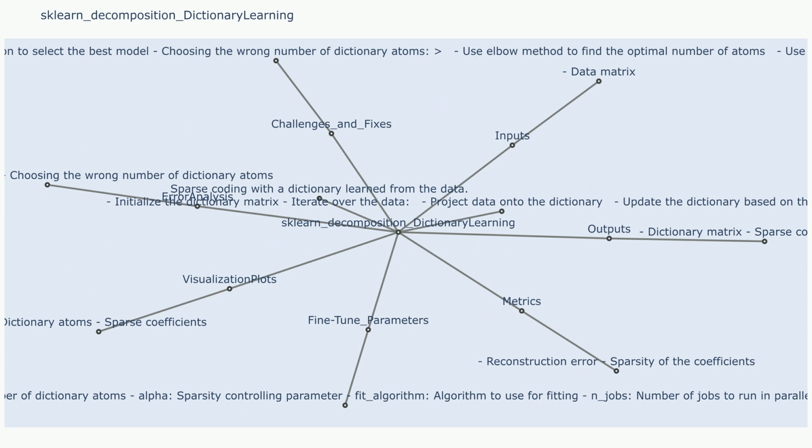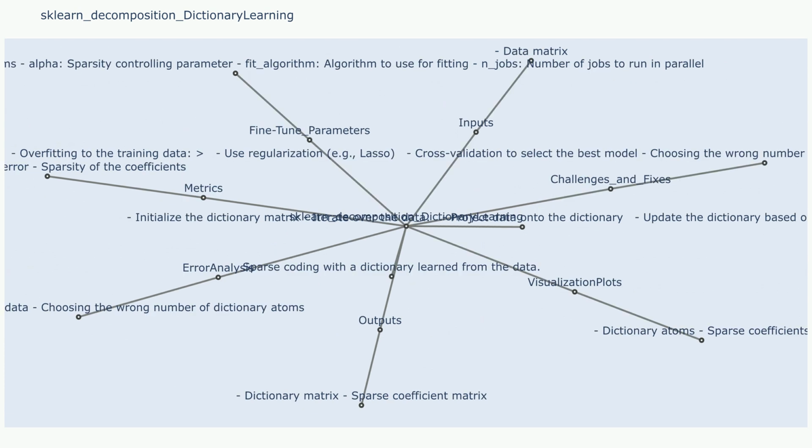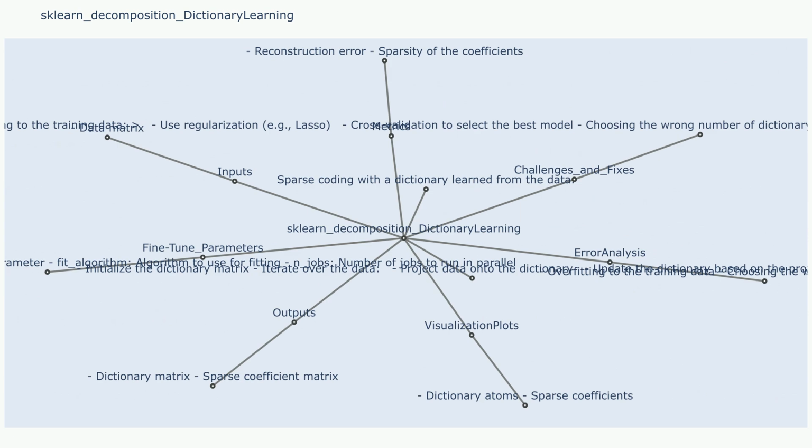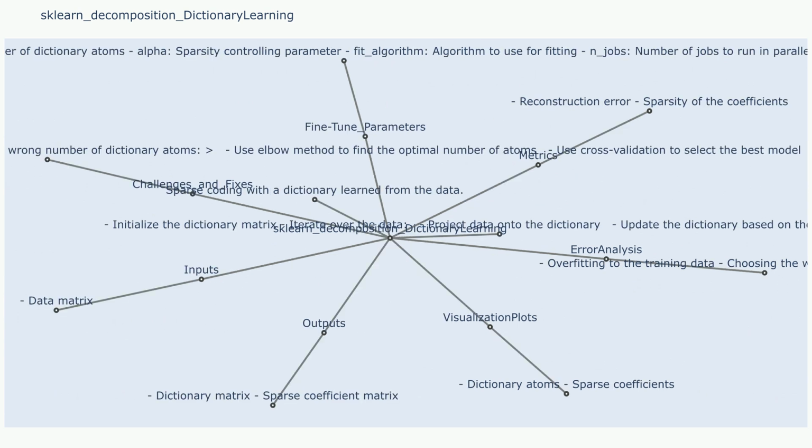Metrics. Sparsity. The degree of sparsity in the learned sparse code. This is desirable because it means the data can be represented using only a few non-zero coefficients, indicating a compressed representation. Reconstruction error. This measures how well the original data can be reconstructed from the learned dictionary and sparse code. Lower reconstruction error means better data representation.